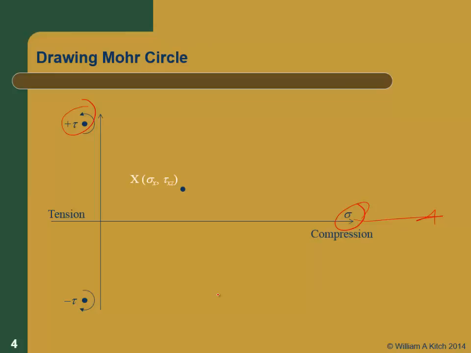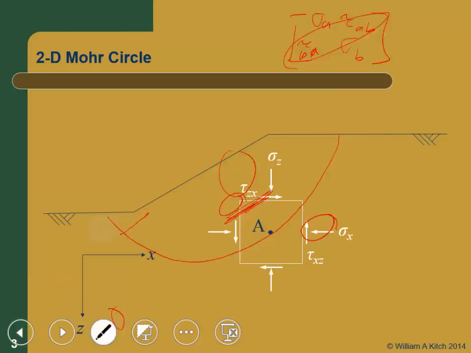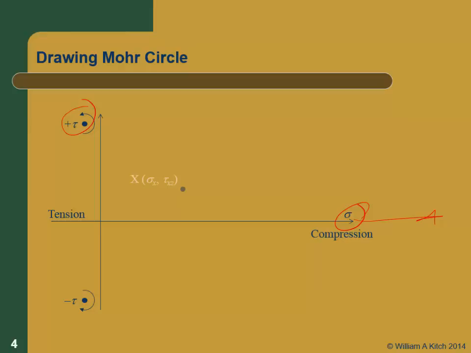So what we're going to do in this is start with this space. Let me erase this. We're going to start with the xyz space, and we want to transform it to the AB space. So I'm assuming that I know this stress tensor in this space. I know the magnitudes of the normal and shear stresses in the x space, and I want to get it in the AB space. So first thing I'm going to do is plot the value of sigma x and tau zx.